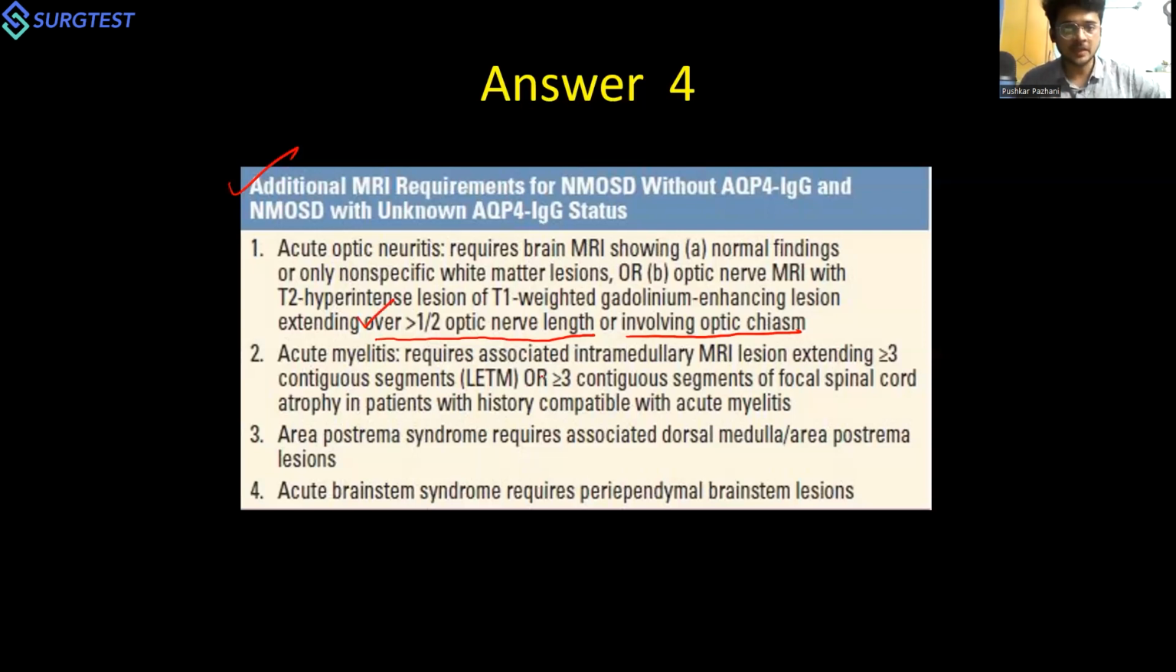And the patient should have a longitudinally extensive transverse myelitis, that is, involvement of 3 or more contiguous segments, or the MRI is showing a focal spinal cord atrophy in patients who have a history of acute myelitis. But just remember LETM. So a longitudinally extensive optic neuritis, a longitudinally extensive transverse myelitis, and a patient who has area postrema syndrome, that is dorsal medulla involvement, and acute brainstem syndrome with periependymal brainstem lesion. As I mentioned, NMOSD has a predilection to involve the periependymal brainstem. So this is how we have to diagnose a case who is seronegative for Aquaporin 4 IgG, but has very strong clinical features of NMOSD.